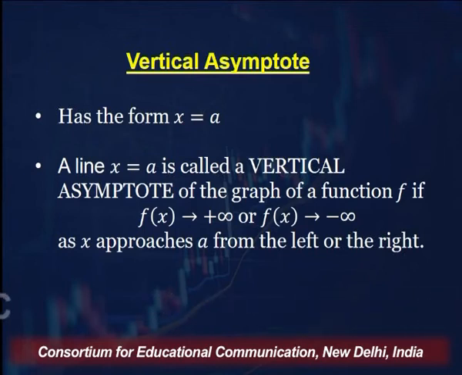Basically, we are looking out for a line x equal to a such that the function increases or decreases without bound. It just shoots off to infinity or just shoots off to minus infinity. Basically, here we're looking at a situation where the limit, either the one-sided limit or the two-sided limit or both, don't exist.